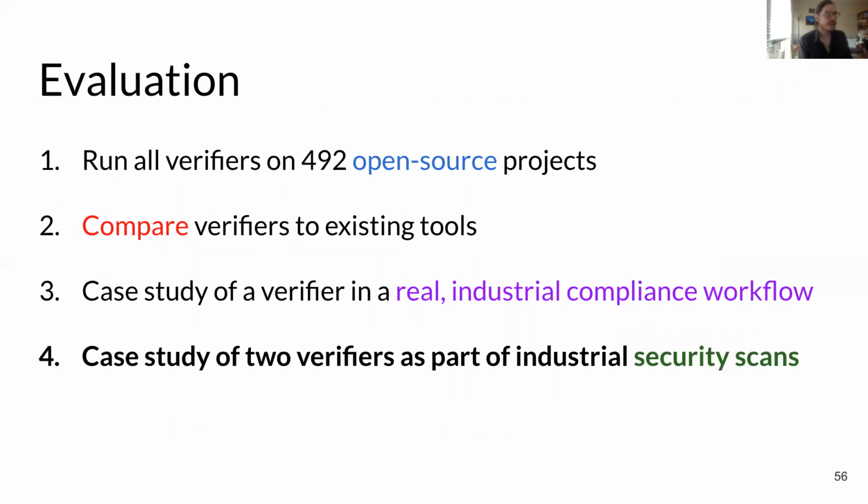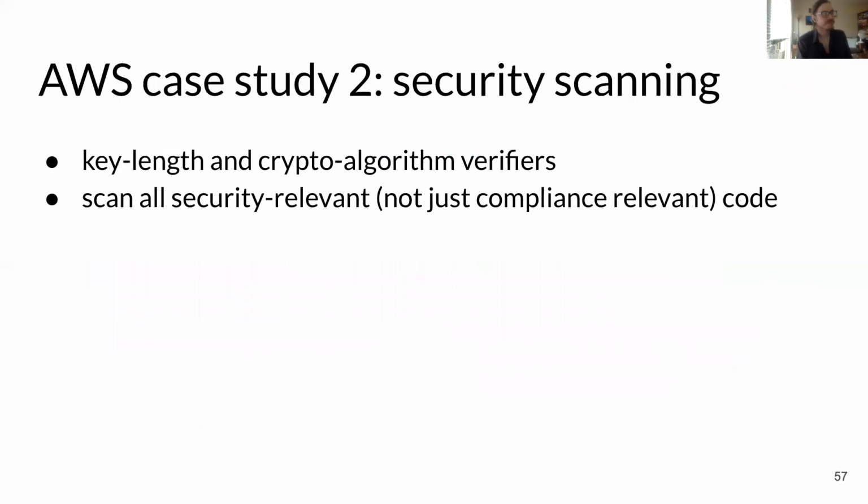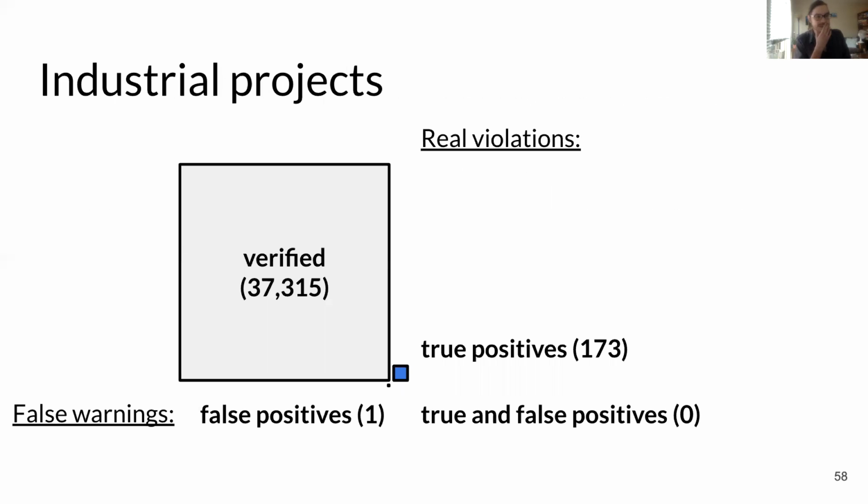Finally, we ran another case study of 2 of our verifiers as part of AWS's security scanning infrastructure. So this was the key-length and crypto algorithm verifiers, and we scanned everything that was security relevant at AWS, so not just the compliance relevant code. And this amounts to about 70 million lines of non-comment, non-blank Java. The results, the vast majority were verified, an absurdly large number of code packages. And then there were a few true positives and just 1 false positive in all of this code.